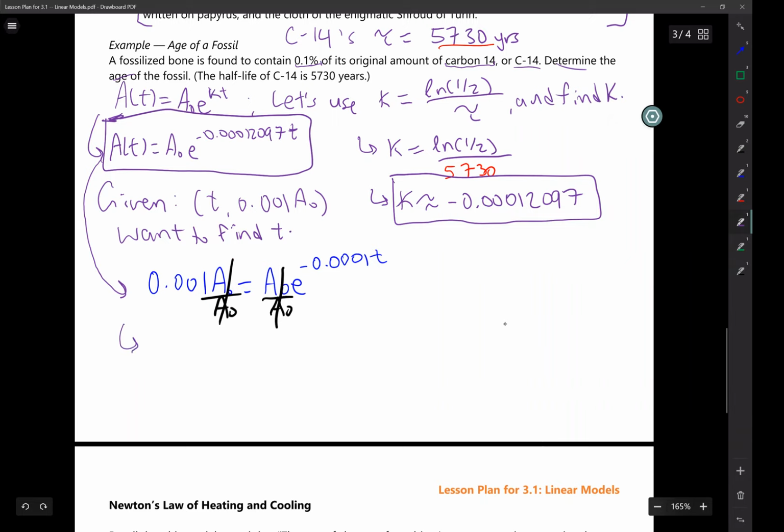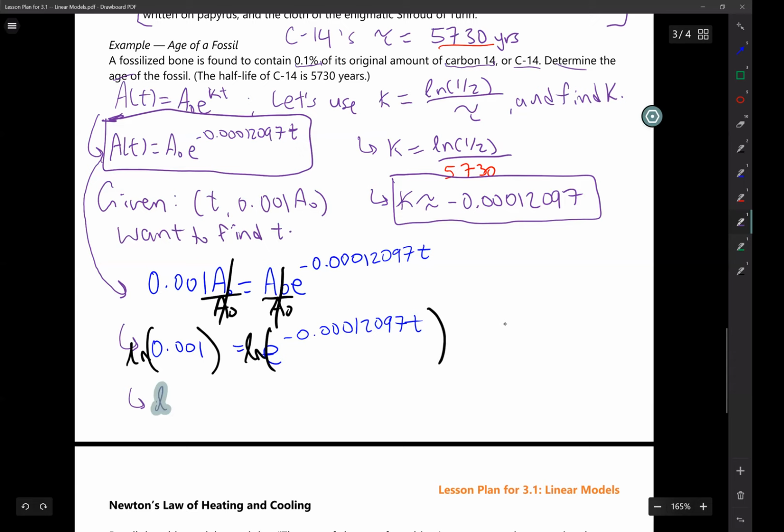And you get 0.001 is equal to e to the negative, oh, I messed up, sorry. Let me put that whole thing in. Negative 0.00012097 t. And then like we've done in every single problem, you just take ln on both sides. Then you have ln 0.001 is equal to negative 0.00012097t. And then obviously the last thing you do is you just divide by that.